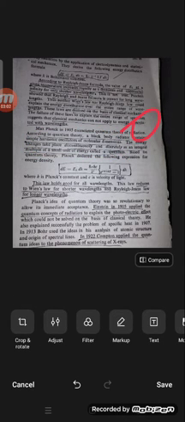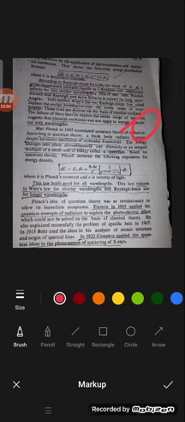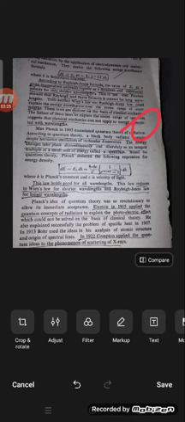Based on this quantum theory, Max Planck evolved the greatest expression: the energy density E_λ dλ is equal to 8πhc by λ^5, into 1 by (exponential of hc/λkT minus 1), into dλ. Here h is the Planck's constant.